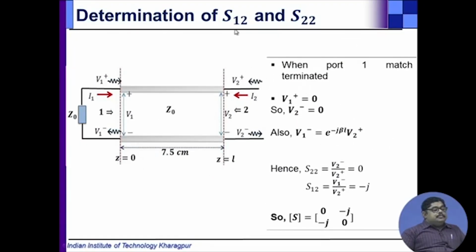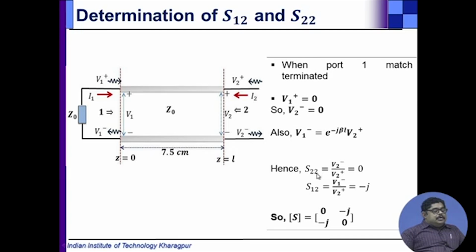For the second column determination, you need to match terminate port 1. Port 1 match terminated means V1 plus is equal to 0. The moment V1 plus is equal to 0, V2 minus also will be equal to 0. Now, in this case you are exciting from here. So, how much will V2 plus be when it is coming here, that will be V1 minus. So, what is the relationship between V1 minus and V2 plus? V1 minus is equal to e to the power minus j beta L V2 plus. In a transmission line, the wave moves from one end to another.